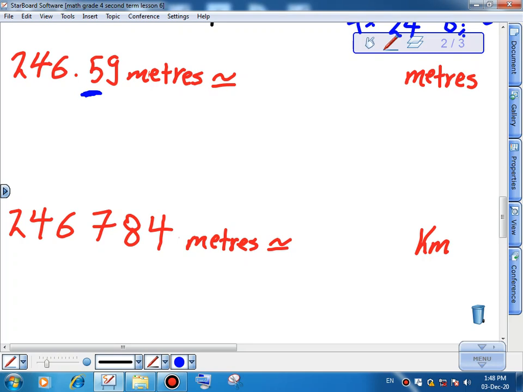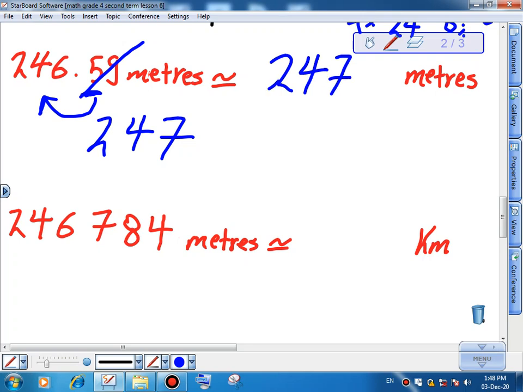But first, look at the decimal part. The first digit in the decimal part, which is the tenths place, is 5. Is 5 a weak or strong number? It is a strong number, so it will add 1 to the units. It will be 7. Cancel the decimal part and keep the other digits as they are. Tens will be 4, hundreds will be 2, it will be 247 meters.